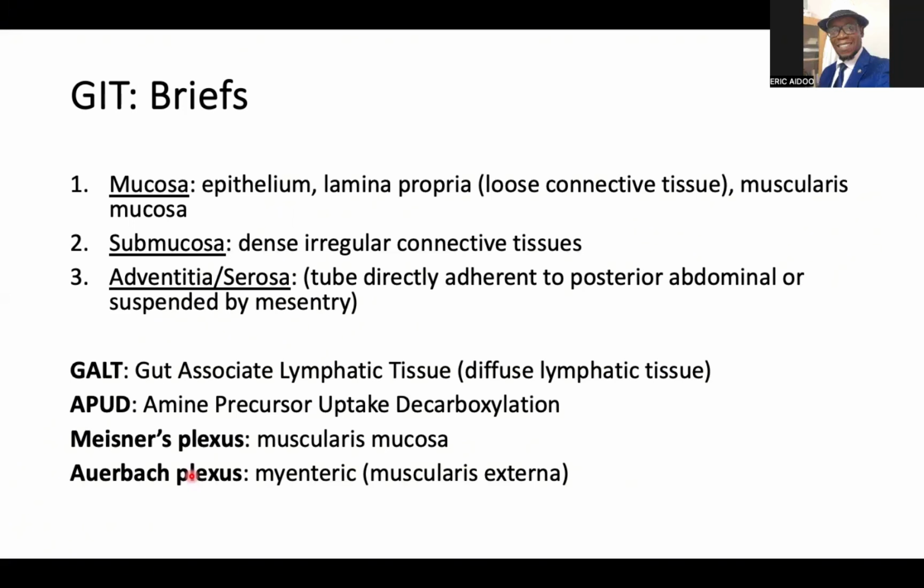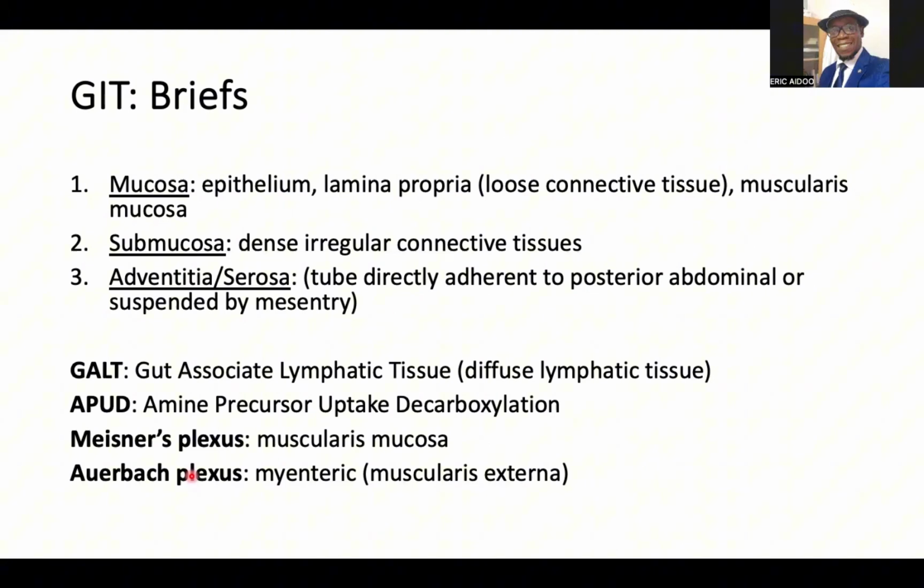Within this GIT makeup, you are going to find GALT, the gut associated lymphatic tissue. This is actually a diffuse lymphatic tissue. Then you also have the APUD, which is the amine precursor uptake and decarboxylation.